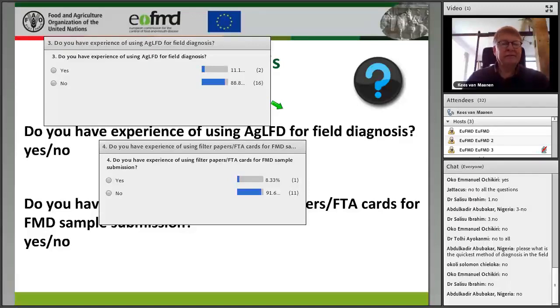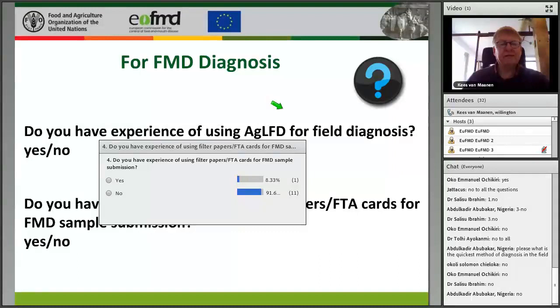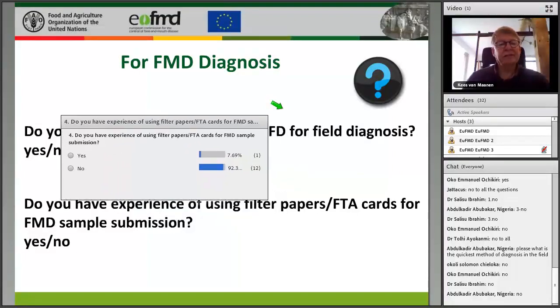And the same apparently for FTA cards. Well, they have not been used extensively. I know they have been used in India. They have been used quite a lot for avian flu, for example, for other poultry diseases, but not so much for FMD yet. Okay, thank you very much. We will go to the next one.